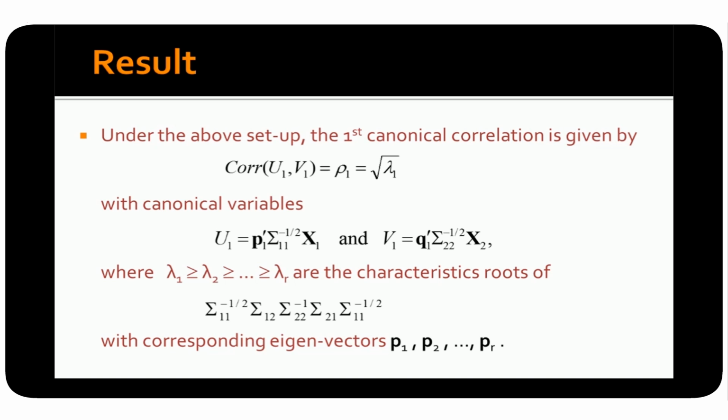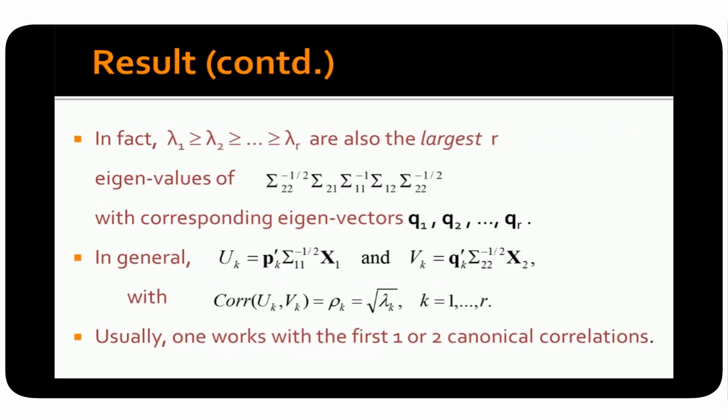Consider the matrix sigma 1 1 to the power minus half, sigma 1 2, sigma 2 2 to the power minus half, sigma 2 1 and sigma 1 1 to the power minus half. This is an R by R matrix, and we can find the eigenvalues of this. These would be given by lambda 1, lambda 2, ..., lambda R. Suppose we order these eigenvalues such that lambda 1 is the largest of them, next we have lambda 2, and then it decreases to lambda r, which is the smallest.